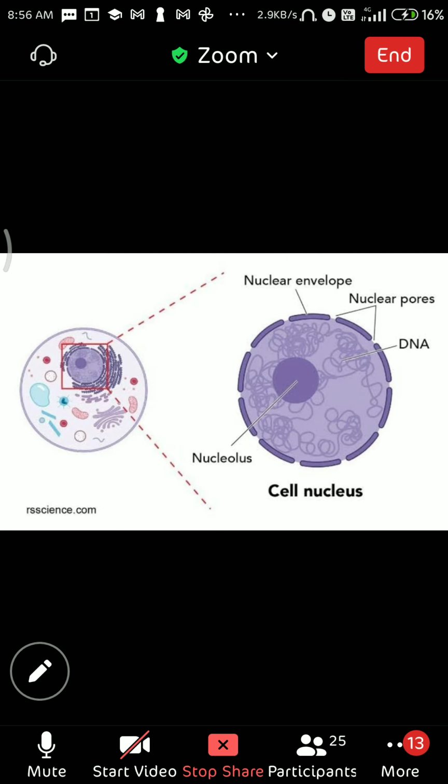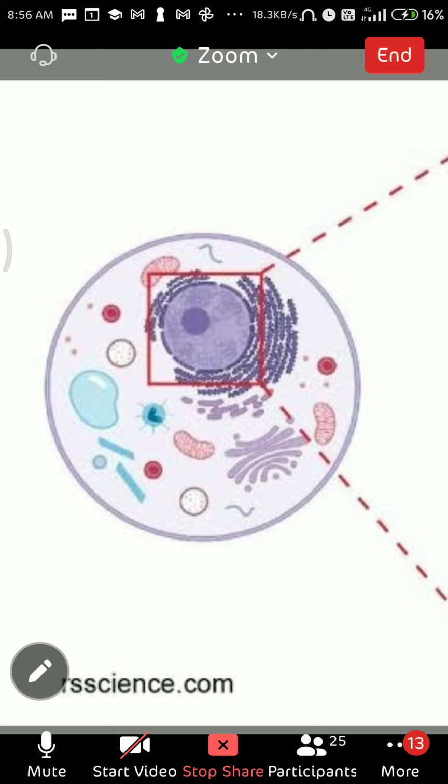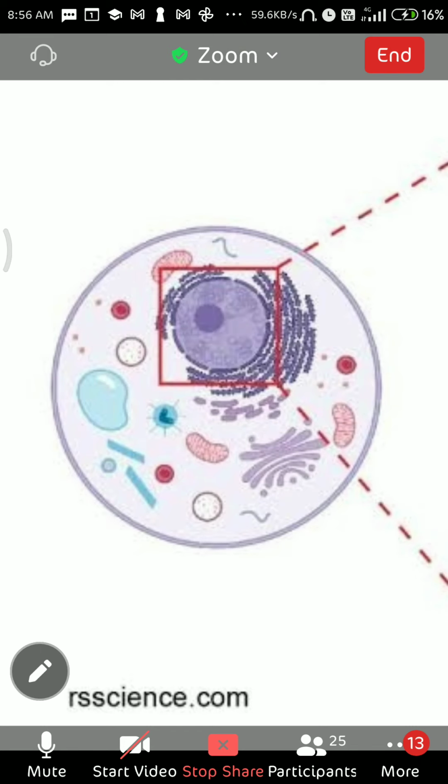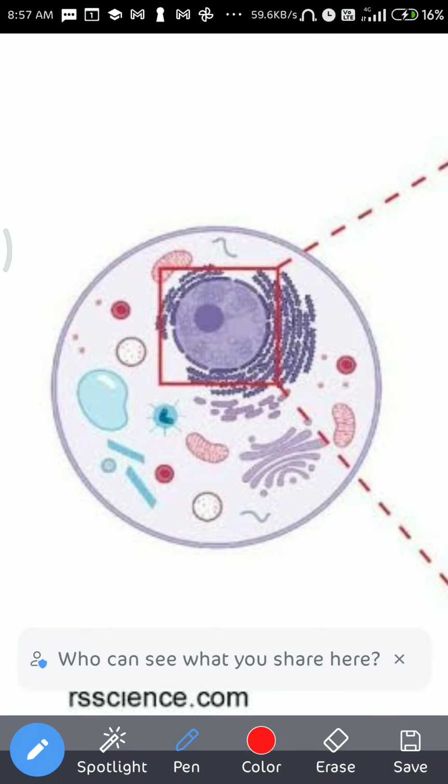This is the cell. In this, these are the cell organelles I told you about. In a eukaryotic cell, organelles are also there. Mitochondria.